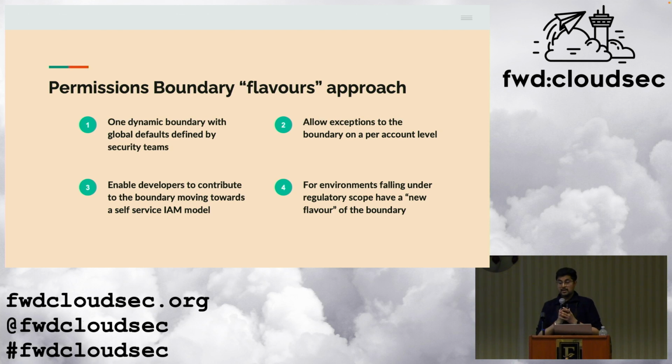So at Booking.com, what we came up with is a flavored approach to permission boundary. There's one dynamic boundary with global sane defaults defined by the security teams. Then we are allowing exceptions to the boundary on a per-account exception basis. And then we are also enabling developers to contribute to this boundary, of course, given they have certain approvals, and you need the approvals to deploy it as well. And for environments falling under a specific regulatory scope, we have a new flavor of the boundary. So think about you have a PCI environment where the requirements are really very different from your generic production environment.